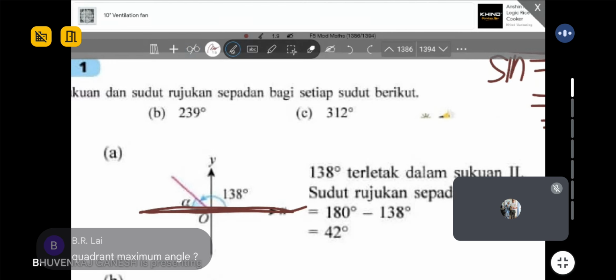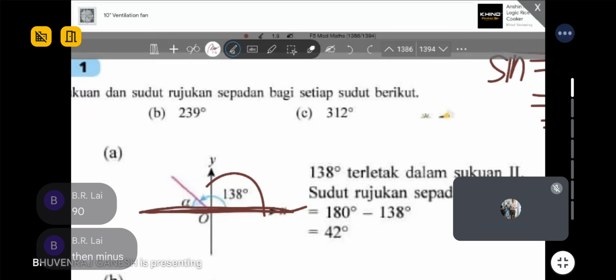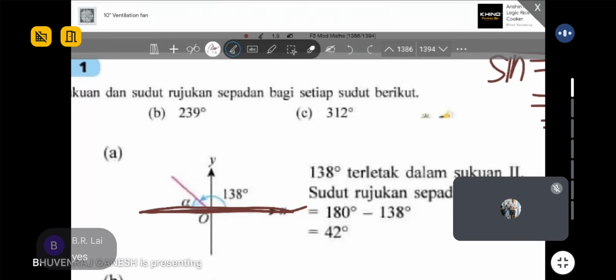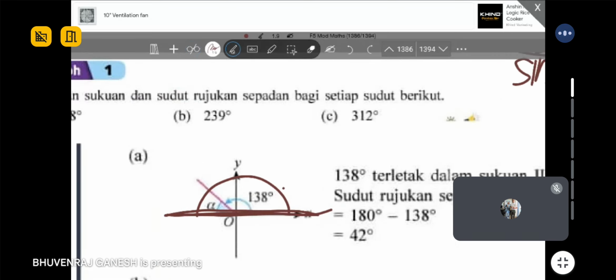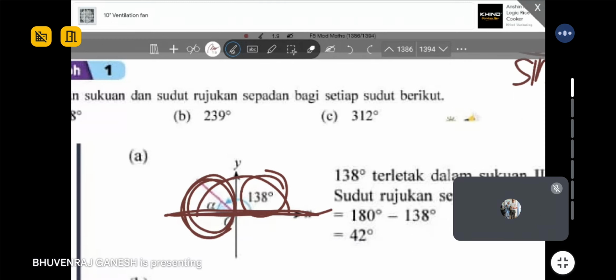Quadrant maximum angle. You mean for one quadrant, what is the maximum angle or total? Yeah, 90 lah. Oh, you mean for this question, how do we get the alpha, is it? Oh, simple. Guys, one straight line is 180. Am I right? Satu garis lurus, jumlah sudut dia 180. So we are given the angle is 138. So you just take 180 minus 138. So you will get your reference angle, alpha. Sudut rujukan sepadan.